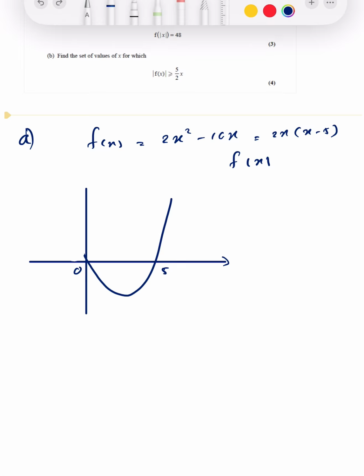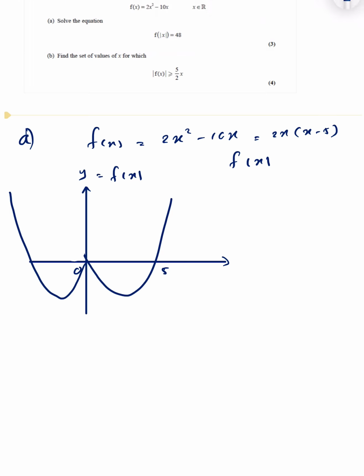So let me draw it once again. This would be the final curve for y equals f of modulus x. So f of modulus x being equal to 48 means you need to find the intersection points of the line y equals 48. Remember, point A and point B have the same y coordinates, and the x coordinates should be the same, just with plus or minus. So we just need to find one answer which has x positive, and then you take the negative value of that.